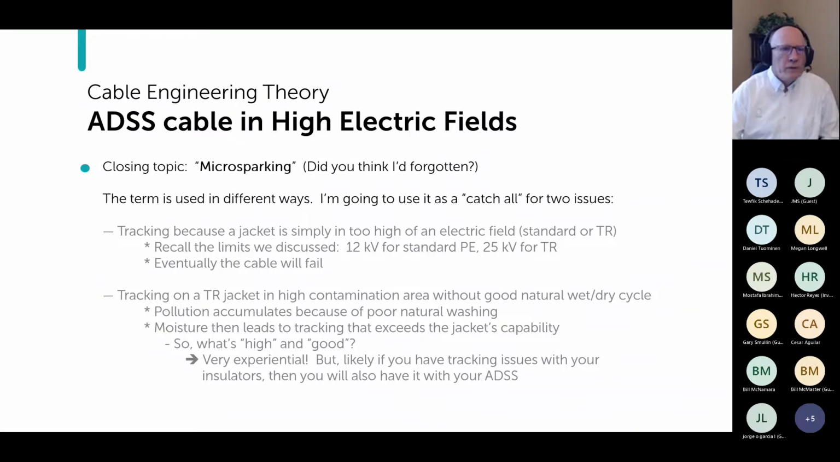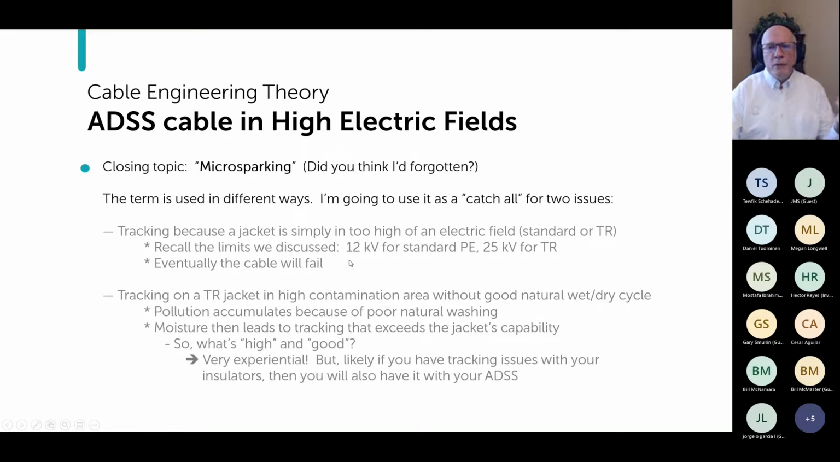And from what I've learned, there are two reasons for that. One is that a jacket is simply in too high of an electric field. And that could be a standard jacket. Of course, that's been more often the case, I suppose, but it can be on a tracking resistant jacket too.